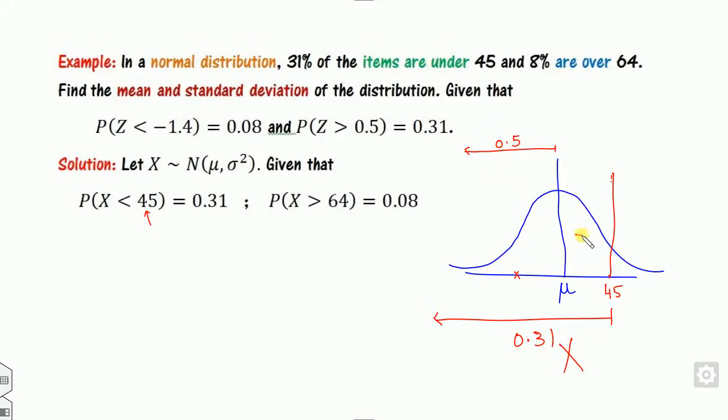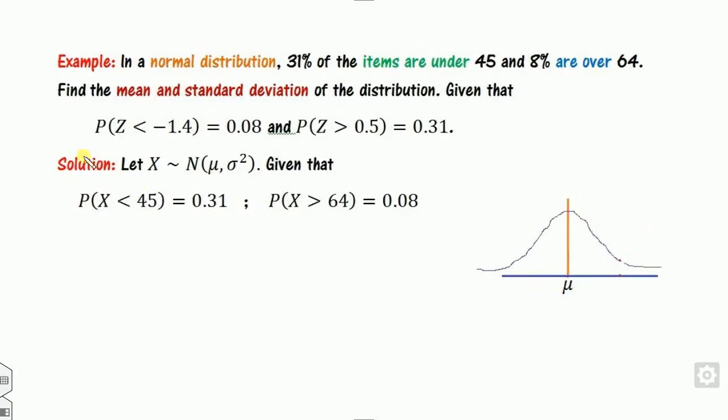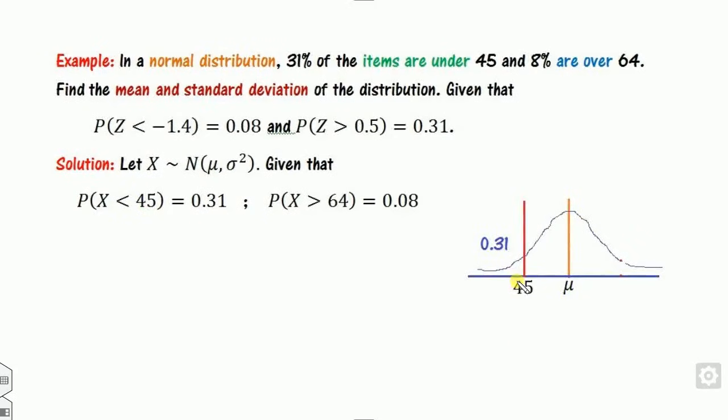No, because the area corresponding to this itself is 0.5. So the area of this is 1, 2 and 3. So what is the area of less than this? It means 1 plus 2. Can it be 0.31? No, because the area of 2 itself is 0.5. So it means 45 can't be on the right hand side of mu. It means it will be on the left hand side. So this area is given to you as 0.31.